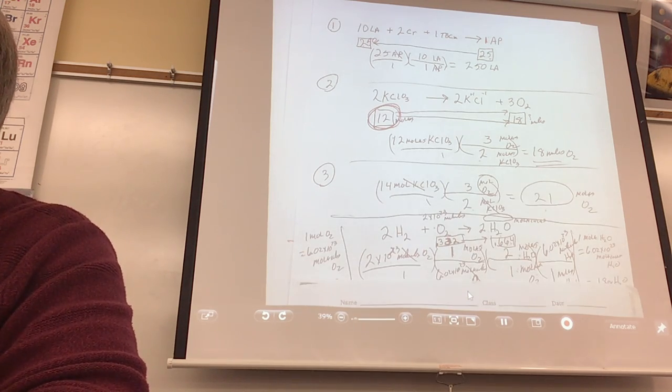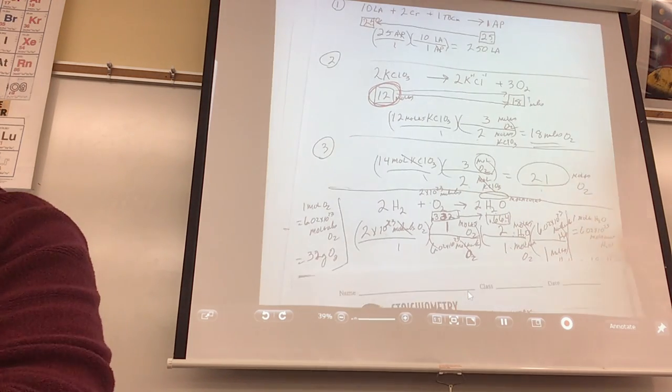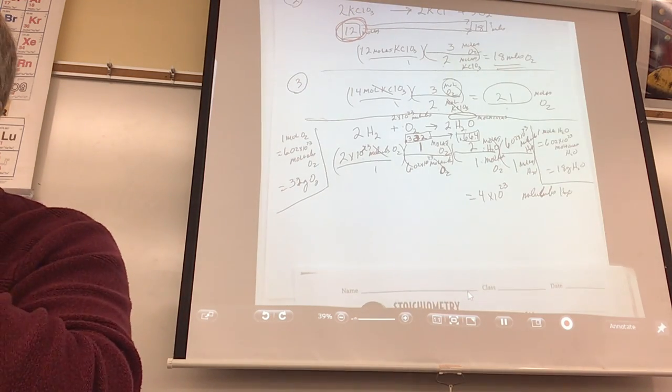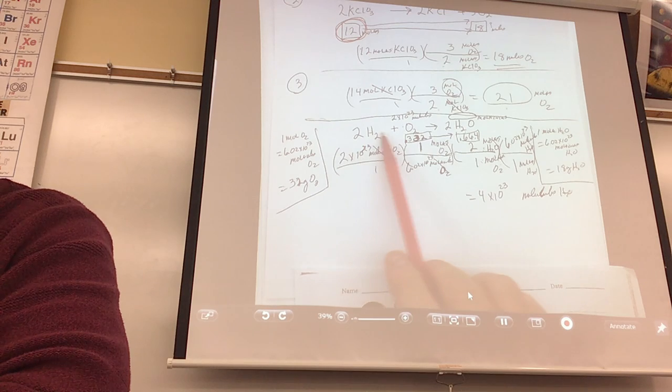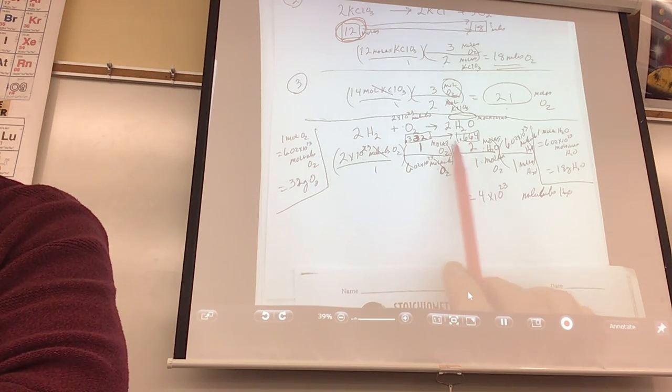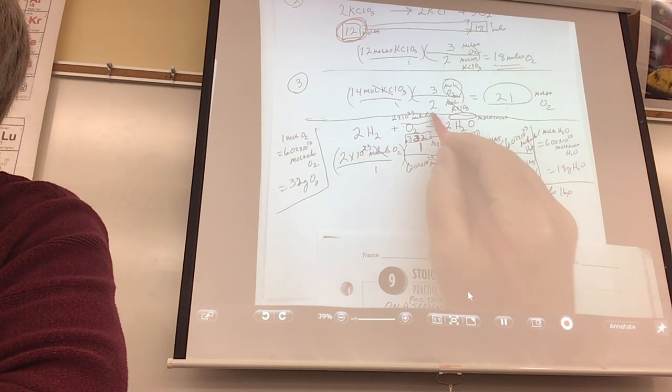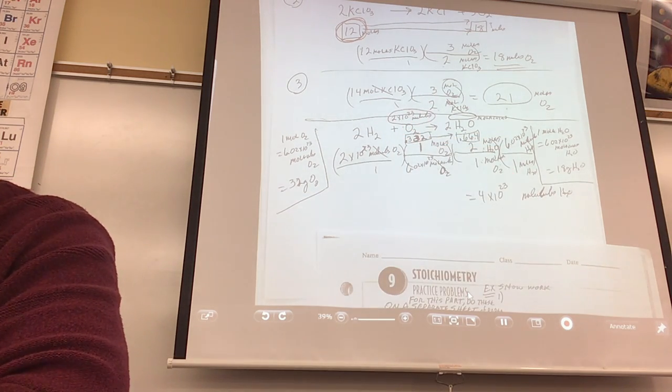Okay, we okay? I thought the hardest one was number 4. Let's take a look at number 4. That was the hardest one yesterday because here's my balanced equation, right? And what did they give me? Didn't they give me this number right here? 2 times 10 to the 23rd molecules. Is that what they gave me? What do you think? Look at your question. Is that what they gave you?